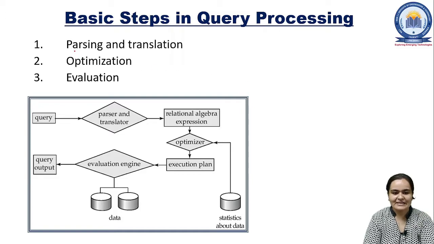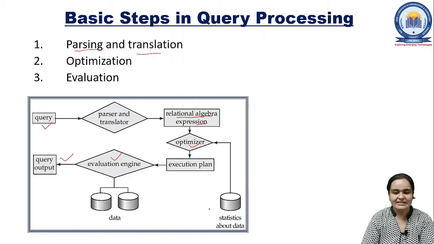The first one is parsing and translating the query. Initially when we pass a query, it goes through the parser and translator, which will create a relational algebra expression and pass it on to the optimizer, which will produce an execution plan and give it to the evaluation engine to give the output of the query.